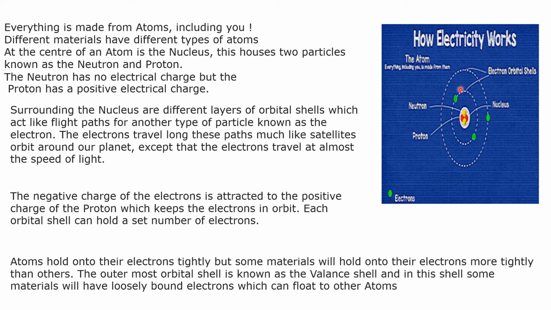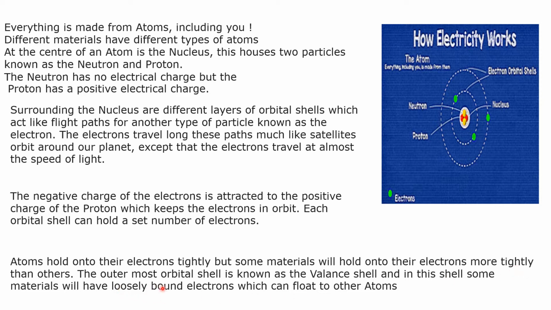The negative charge of the electrons is attracted to the positive charge of the proton which is inside the nucleus. And as we have already seen, unlike charges attract each other. That is why we can say that the atom is stable. Each orbital shell can hold a set number of electrons. Atoms hold onto their electrons tightly, but some materials will hold onto their electrons more tightly than others.